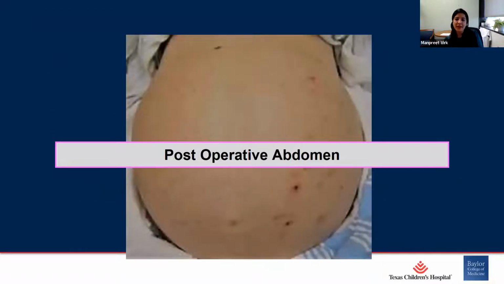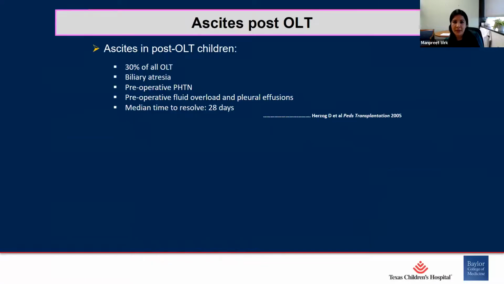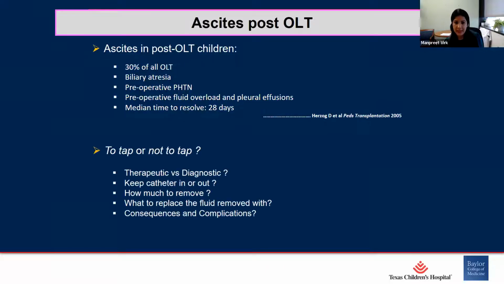I want to spend a little bit talking about the post-operative abdomen and then the other downstream challenges that we can have with that. Ascites post-orthotopic liver transplant is common. We've seen it in about 30% of our liver transplant patients. There are kids that are higher risk, specifically the ones who've had biliary atresia, the younger kids, the ones with preoperative portal hypertension, preoperative fluid overload and organ dysfunction, as well as pleural effusion. And like I mentioned earlier, the median time for this ascites to resolve is about 28 days.